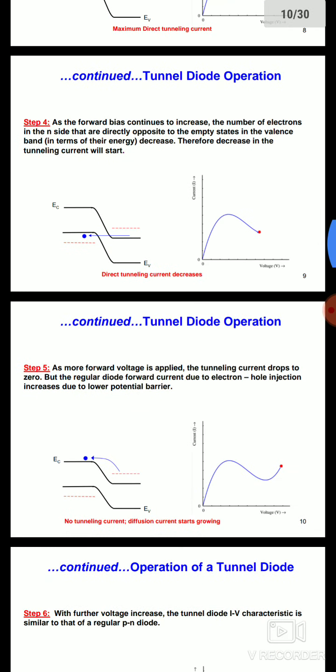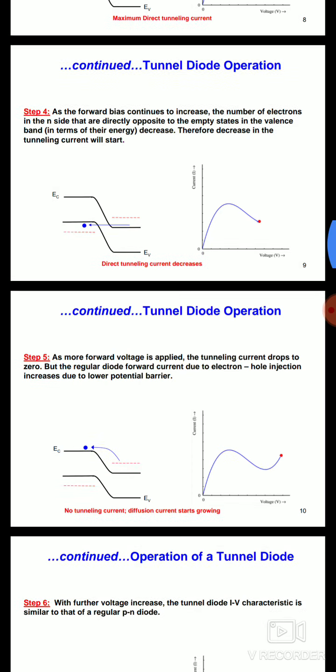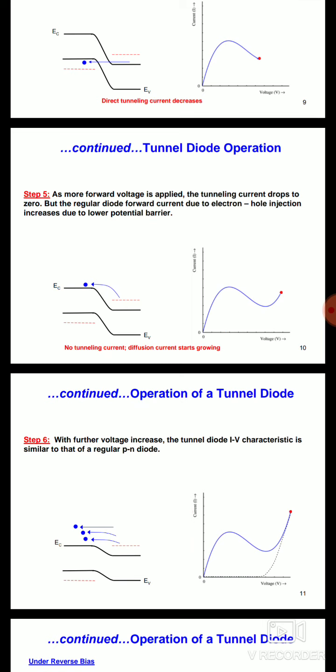In step 5, the applied voltage is largely increased. At that time, the tunneling current drops to 0. At this point, the conduction band and valency band no longer overlap, and the tunnel diode operates in the same manner as a normal PN junction diode. If this applied voltage is greater than the built-in potential of the depletion layer, a regular forward current starts flowing through the tunnel diode.